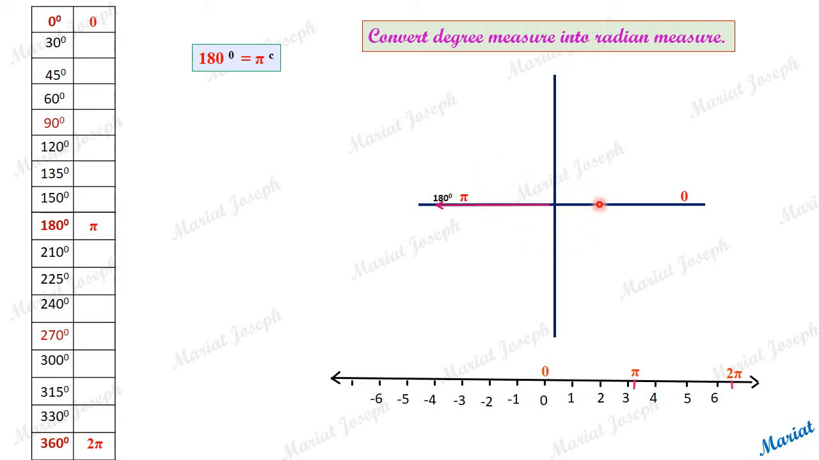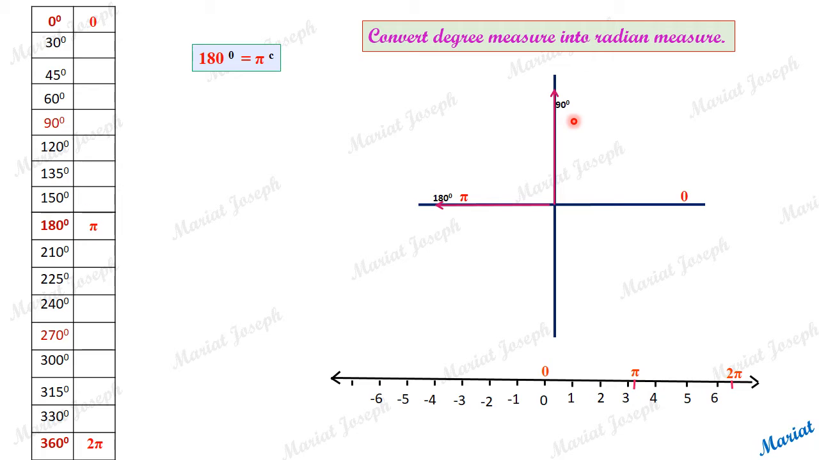360 degrees will be equivalent to 6.28 radians, 6 full radians and a little more. 6.28 radians is what we call 2 pi radians. Here it is. Next is 90 degrees.